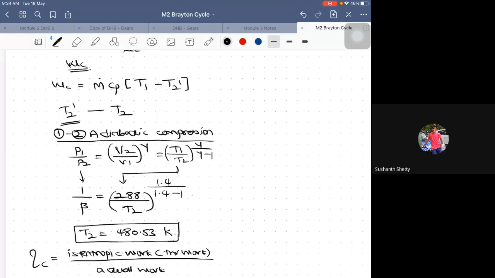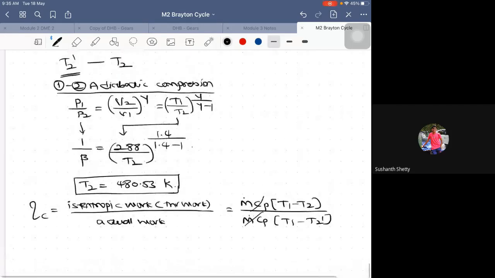Isentropic work means where dash is not involved. So it is m dot Cp into T1 minus T2, whole divided by actual, meaning dash. Whenever there is the word actual, think that there would be a dash. So it is m dot Cp into T1 minus T2 dash. Now these two will go away. Now compressor efficiency is 0.8.